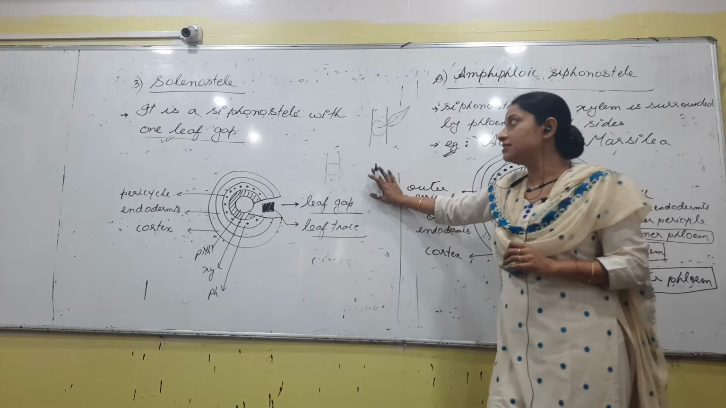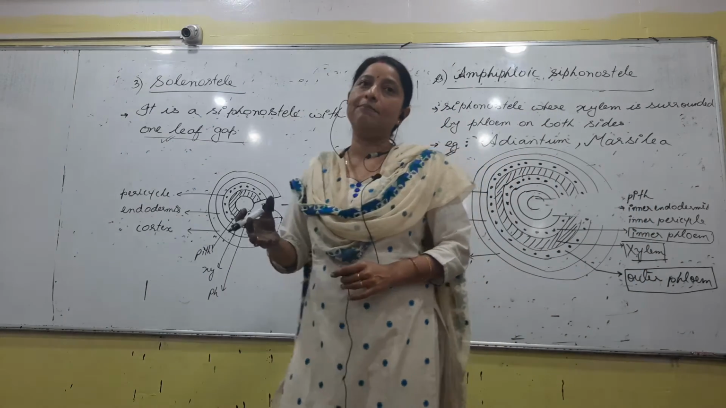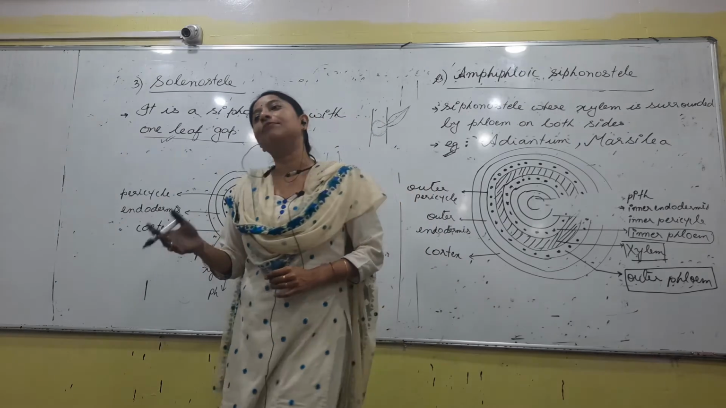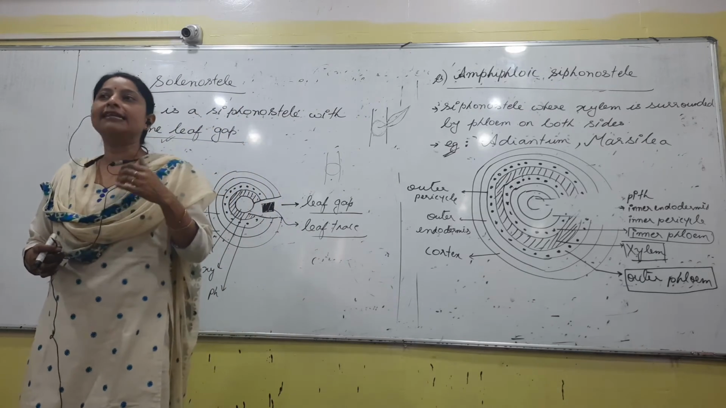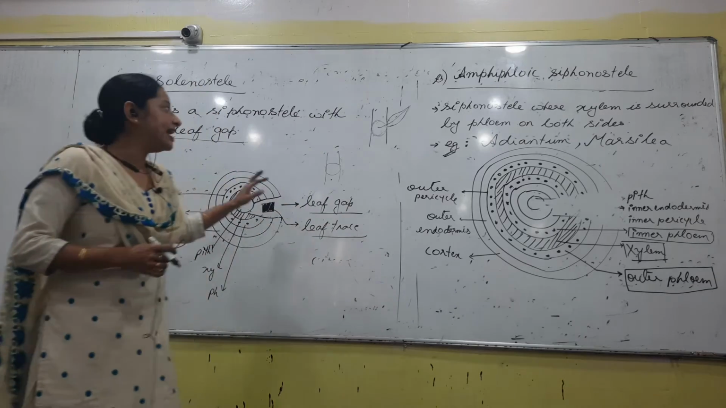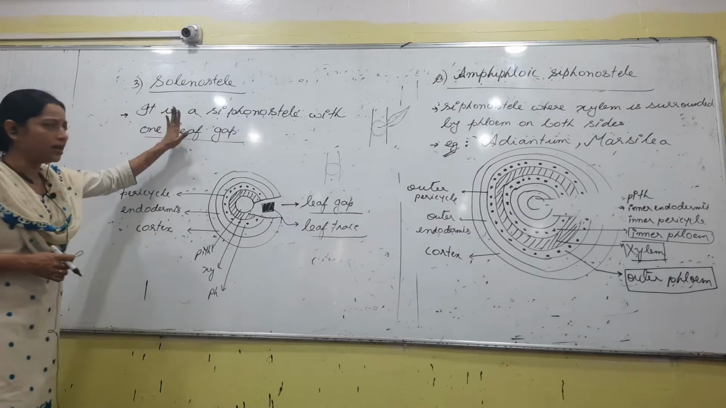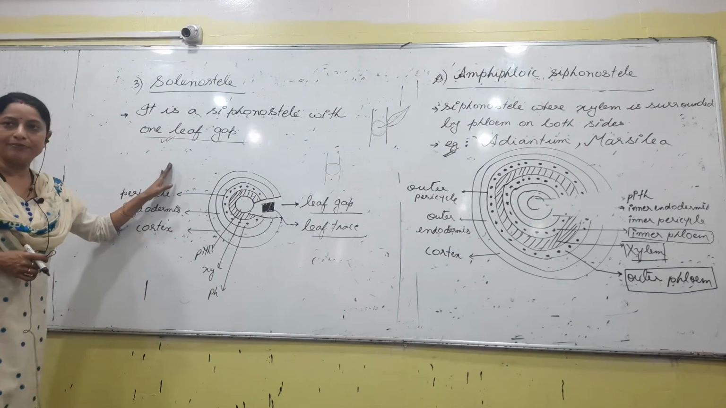So what is a solenostele? A solenostele is a siphonostele with one leaf gap. If a siphonostele has many leaf gaps, then it will be called as something else. A siphonostele can have one leaf gap or it can have many leaf gaps depending on the type of leaves it arises. If there is one leaf gap, it will be called as a solenostele. If there are many, we will be talking about the next diagram. Is this concept clear? Right?